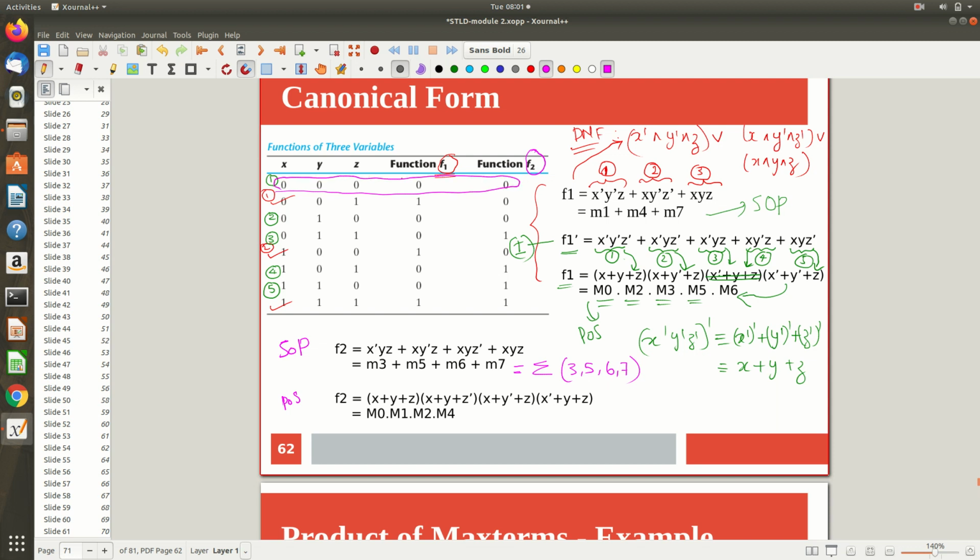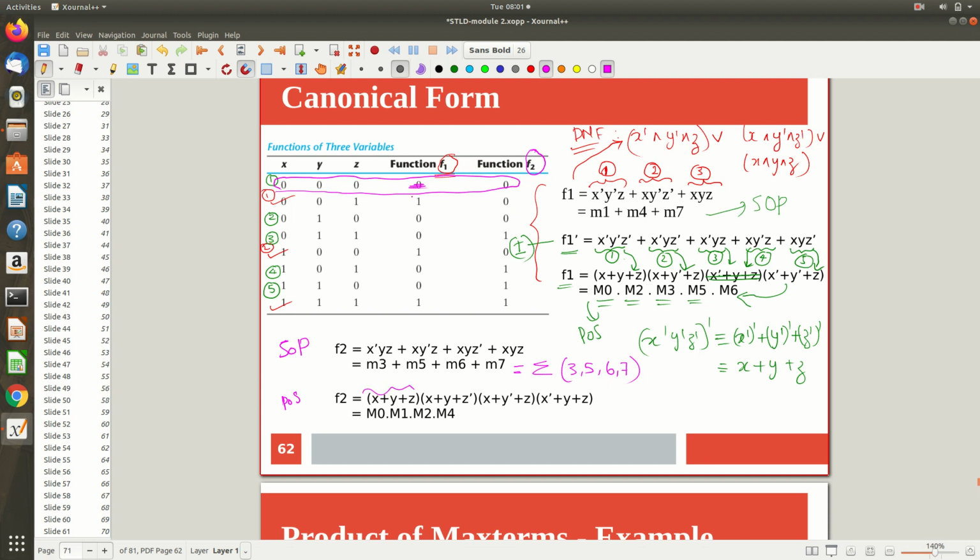I am looking at F2, so don't look at this, okay? And now, what is the corresponding sum term? It is when x is equal to 0, y equal to 0, z is equal to 0. Whether it is x dash or x, you have to take x when x is equal to 0, because it is a sum term. Just do the opposite thing. So the corresponding sum term or the max term will be x plus y plus z. You can see this, right?